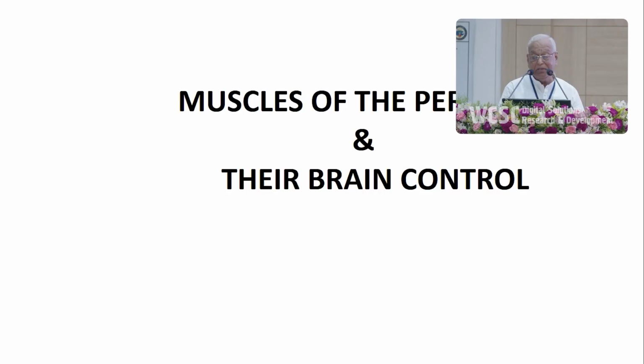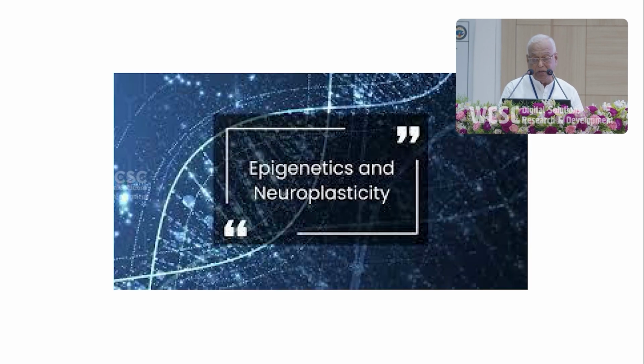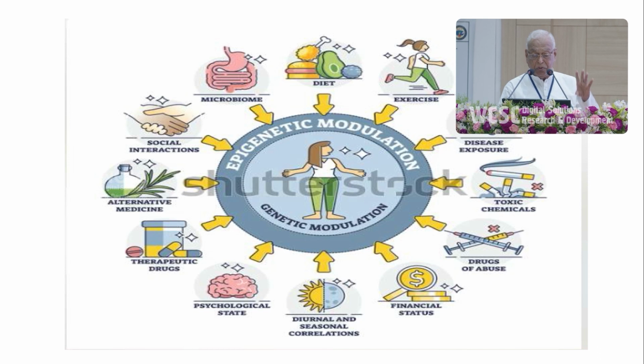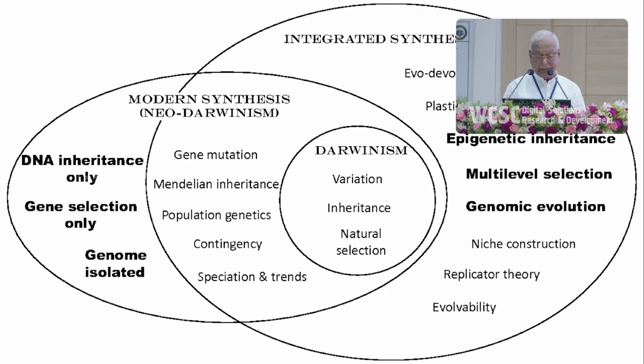What I said was that the muscles of the perineum are not under our conscious control. So how do we bring conscious control in the brain? For that, epigenetics gives an answer, that is epigenetics and neuroplasticity. Here, the epigenome changes are all taking place due to all these surrounding impulses, but these things were not helping me, but this picture helped me.